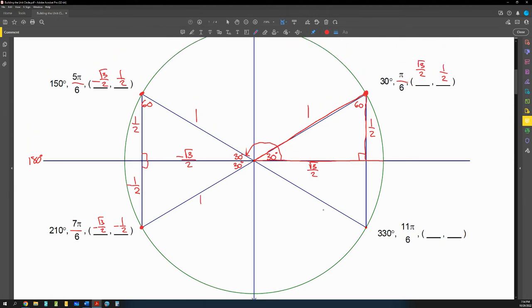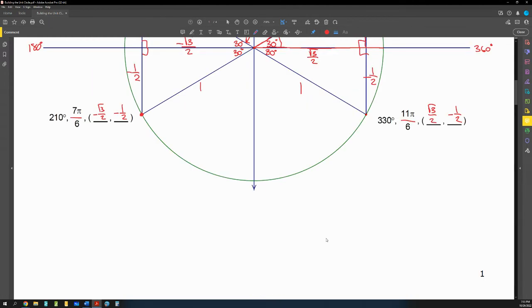Finally, in quadrant 4, 330 degrees, or 11 pi/6 radians, we have a reference angle of 30 degrees because the difference between 330 and our positive x-axis, 360 degrees, is 30. Hypotenuse is 1. Drop a perpendicular from that endpoint on the unit circle. The y component, that vertical component, is going to be negative 1/2 because we're going right and then down. That's our negative vertical component. So the coordinates on the end of the unit circle is root 3 over 2, negative 1/2. Okay?